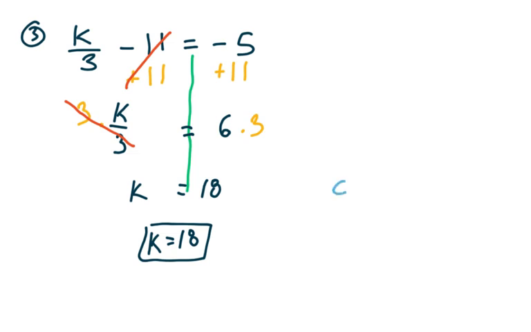Now we could check our answer by plugging it into our original problem. So I get 18 divided by 3 minus 11. And we're going to check, does this equal -5? 18 divided by 3 is 6. So I get 6 minus 11, which is -5. So this works.